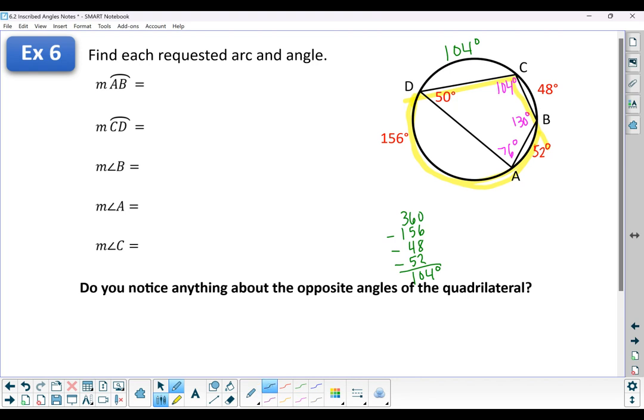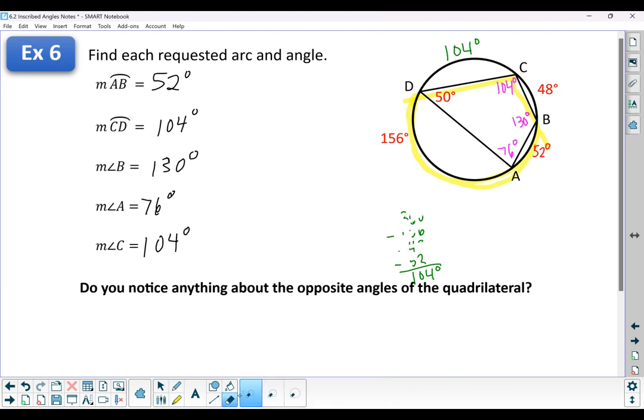Okay, so let's fill in our list over here. The measure of arc AB was 52. The measure of arc CD was 104. The measure of angle B is 130. And the measure of angle A is 76. And the measure of angle C is 104. So we just found all those angles and arcs.